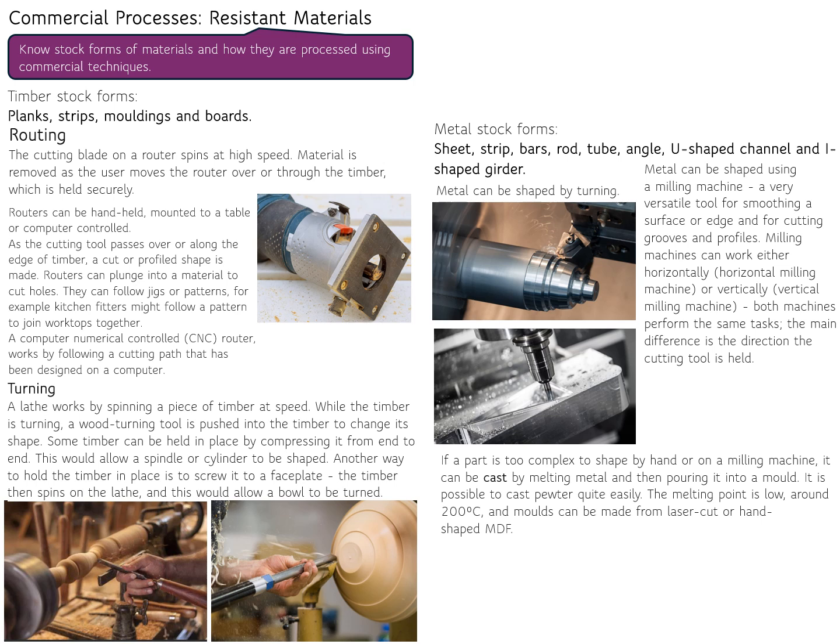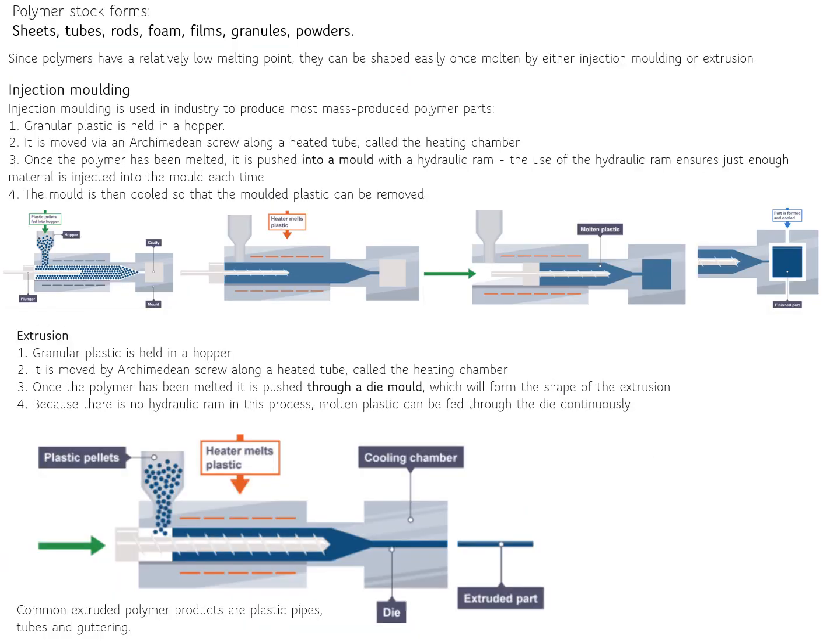So if you choose timber, you might need to explain how to route or turn the timber. Metal would be treated in a different way, and when we move on to the next slide, you'll see that plastic can be treated in a different way. Prepare for one material if you are a product design student. You do not need to know all of them.